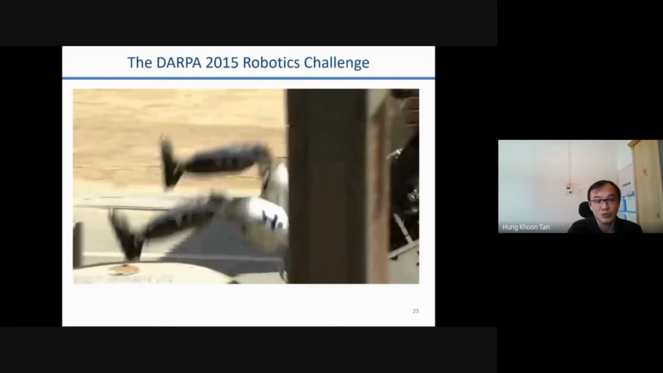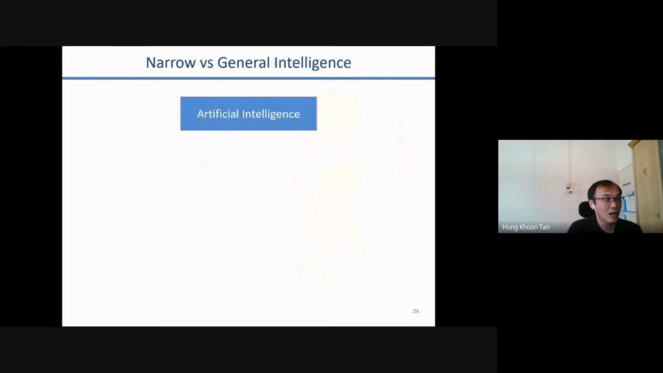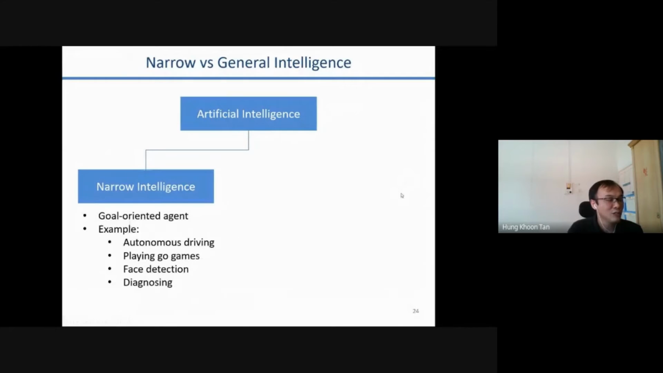So this brings me to the second topic. You can classify AI into two types. The first type is what we call narrow intelligence. Narrow intelligence are basically goal-oriented agents that are able to perform autonomous driving, playing Go games, face detection, and diagnosing diseases. These are basically systems that are given a particular task. So these kinds of agents, these kinds of intelligent machines, right?